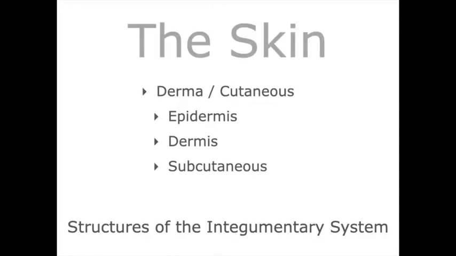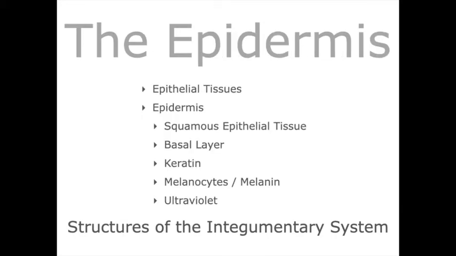The integumentary system consists of the skin and its related structures: sebaceous glands, sweat glands, hair, and nails. Skin covers the external surfaces of the body. The terms derma and cutaneous are both used to describe the skin. The skin is a complex system of specialized tissues and made up of 3 strata of tissue: epidermis, dermis, and subcutaneous layers. Epithelial tissues form a protective covering for all of the internal and external surfaces of the body.